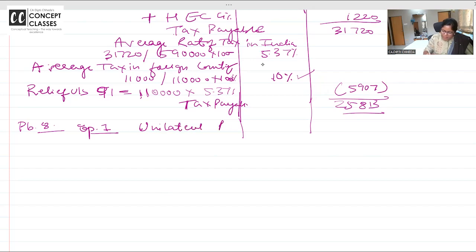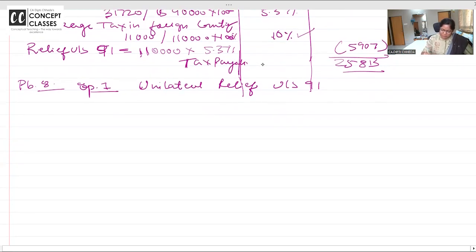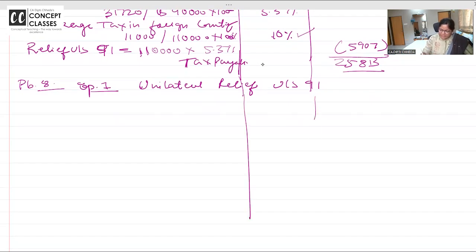Unilateral relief under section 91. Though they have asked bilateral first, I'm doing unilateral because we know unilateral, then we'll do bilateral, so comparative will become easy. Okay. When we don't have an agreement with that country.